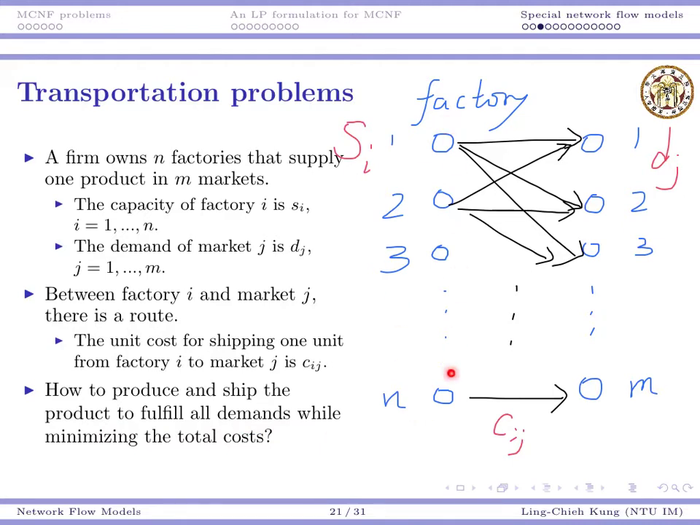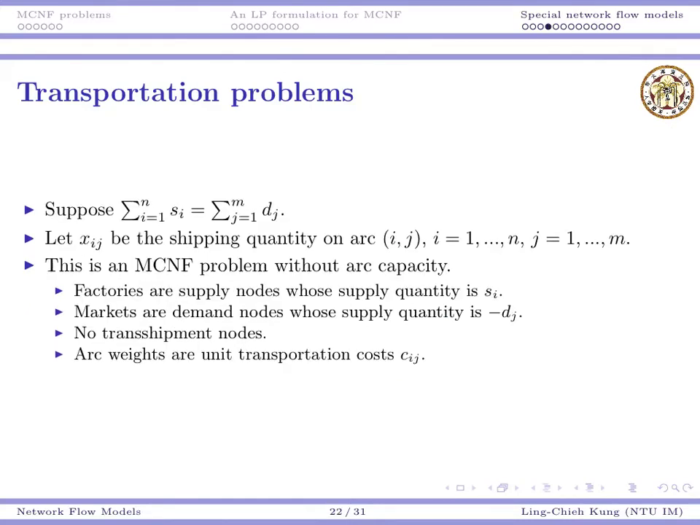We ignore the production cost, we ignore the retailing cost. Here we only care about transportation costs. Suppose the sum of capacity equals the sum of demand. Okay, let's consider this situation first. In this case, all we need to do is to let Xij be the shipping quantity on arc ij. This is just a natural way to formulate the problem as a network flow problem. And then this is just an MCNF problem with no arc capacity.